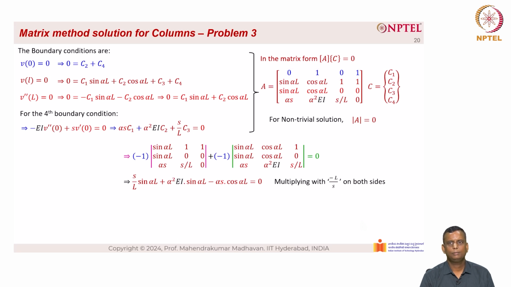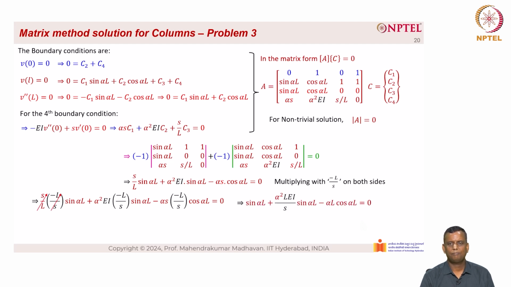So multiplying both sides of the equation with minus L by S further simplifies this equation. So when we do so, we have sin alpha L plus alpha square L EI divided by S into sin alpha L minus alpha L into cos alpha L is equal to 0. So when we take the sin alpha L common, we have sin alpha L bracket open 1 plus alpha square L EI by S bracket close equal to alpha L into cos alpha L. So we can take the term inside the bracket to the right hand side and the term cos alpha L to the left hand side. We have tan alpha L is equal to alpha L divided by 1 plus alpha square into L EI by S.